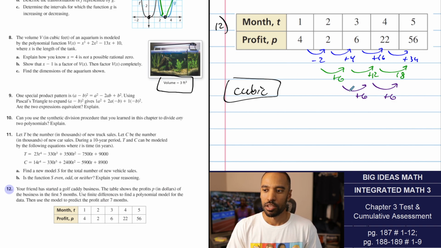All right, so from there, constant third degree, and it's a cubic. So what we're going to do is plug these into the calculator. I'm going to go to my stat and edit right here and type in my x's, or t's. And over here, my p's, 4, 2, 6, 22, 56. It is so sad that I can't do that stuff. Okay, so we are going to do cubic regression. We'll do stat, calc, cubic regression of that. And we get these numbers here.